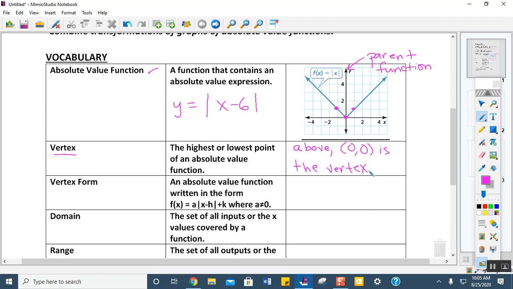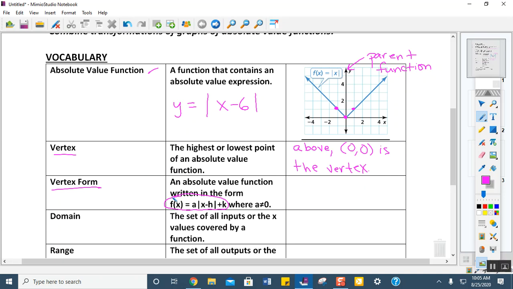0, 0 is the vertex above. Okay? You're going to hear us discuss a lot about vertex form up here. Vertex form is simply that long function where an absolute value function is written of the form f of x equals a times absolute value x minus h plus k, where a cannot equal 0. If a equals 0, everything would be flat and you wouldn't have a V shape.